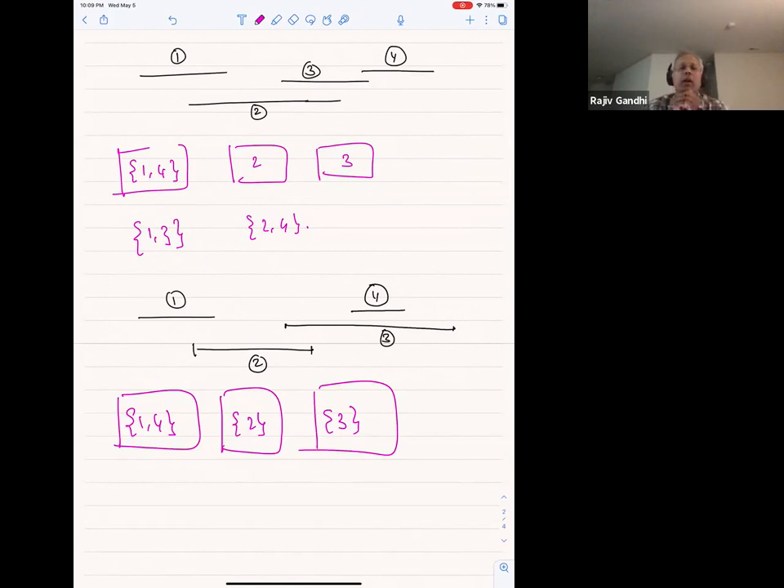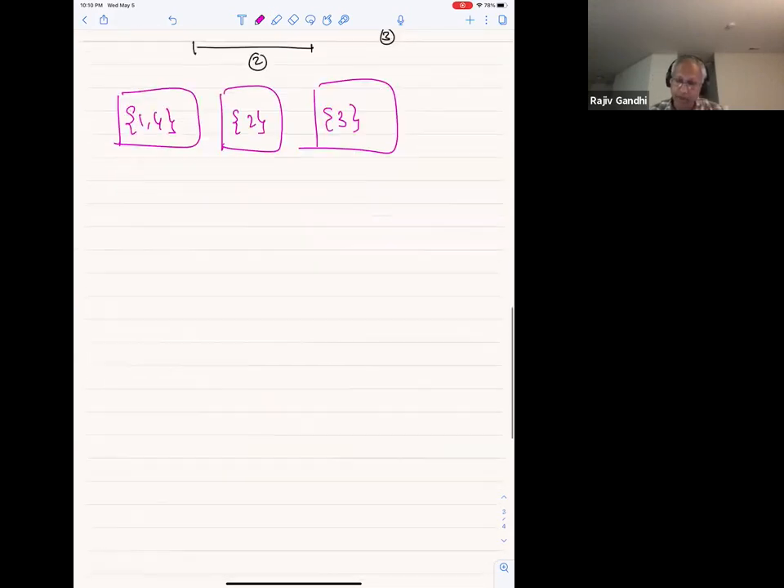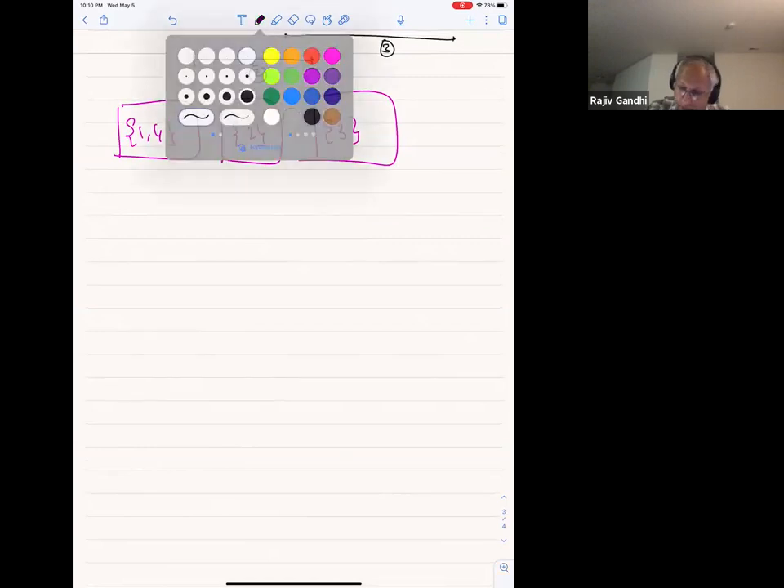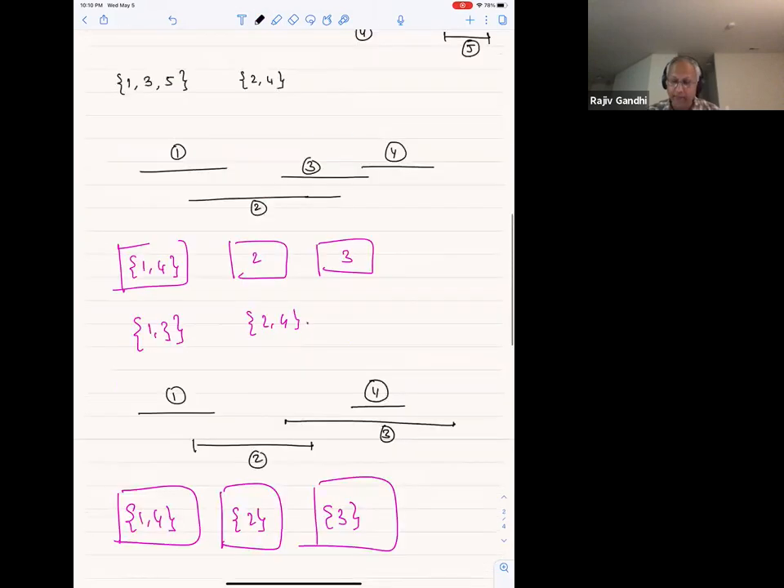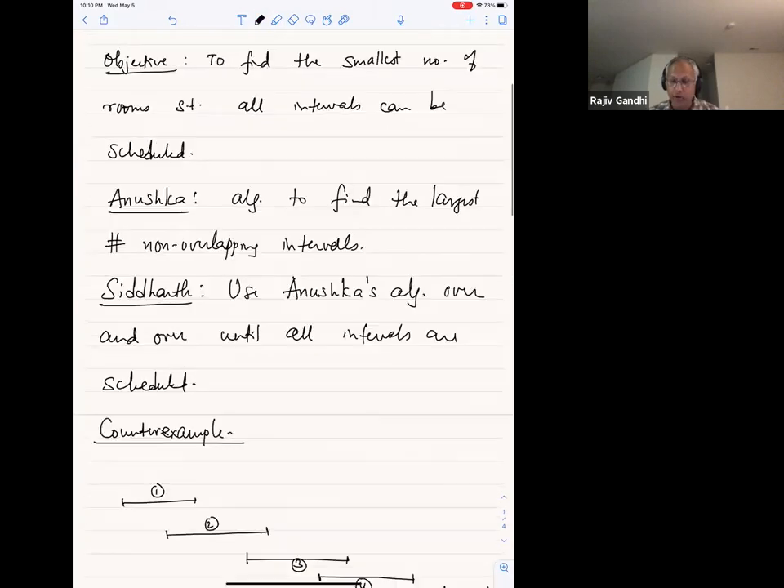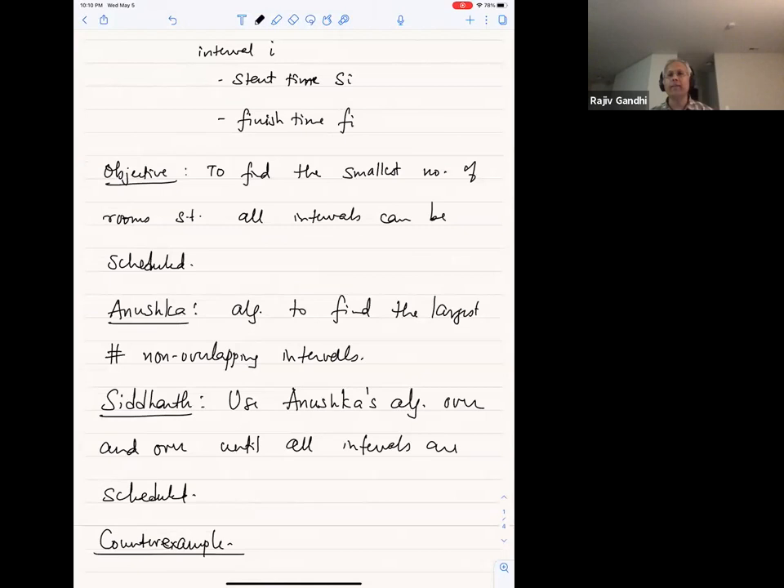Okay, good. But nevertheless, it was an excellent suggestion. It is excellent, but it doesn't work. Is everyone clear with that? Okay, good. So can somebody think of an algorithm for this problem? Again, the problem remains the same. I want to pick the smallest number of rooms to store all the intervals.